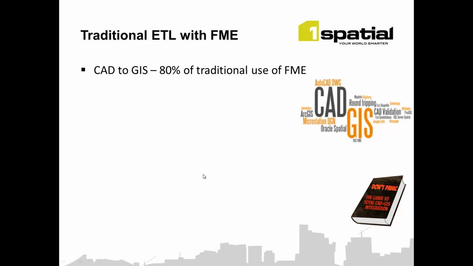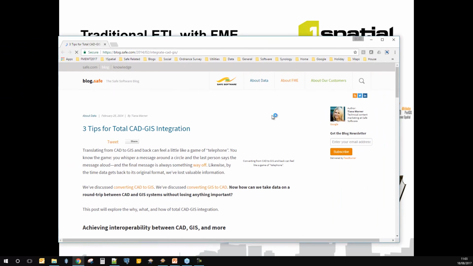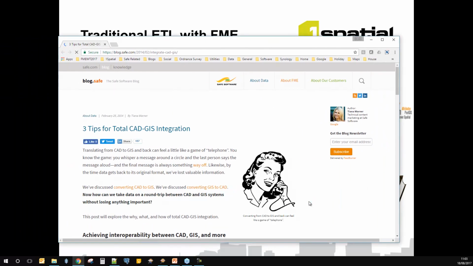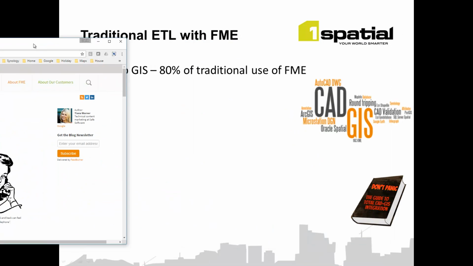There's a few things that you can do. There's a couple of blog articles and some very interesting articles over on the FME Knowledge Center. If I just link through to the SAFE blog, I'd encourage you to subscribe to the blog if you haven't already. There's a great article here that goes into a little bit of the CAD to GIS integration capabilities.